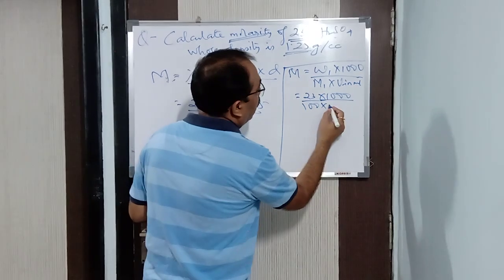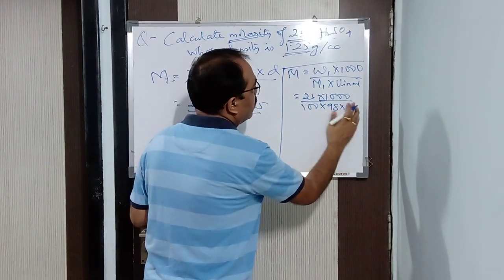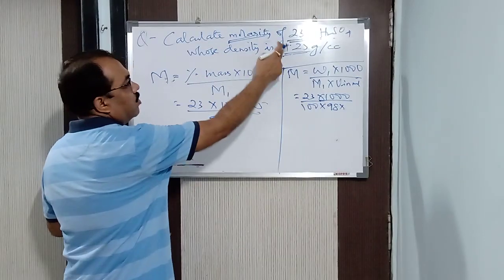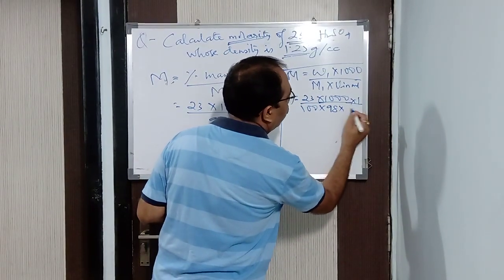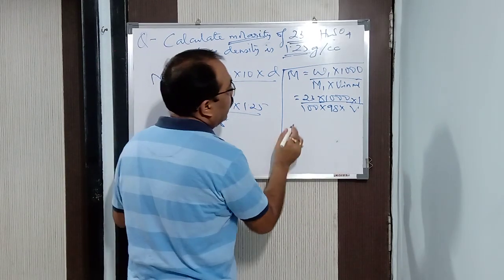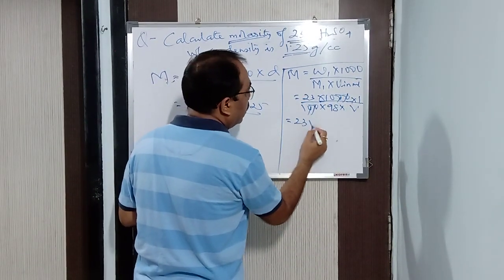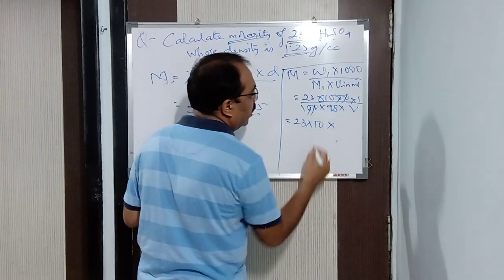Now, see it. Molecular weight is what? 98. Volume, how much is it? Volume is not given here. In this question, is volume given? No, not given. So I can write it as 1 by V, where volume is in ml. Now, cancel. So what did I get? 23 into 10. What is remaining? 23 into 10 into 1 by V.